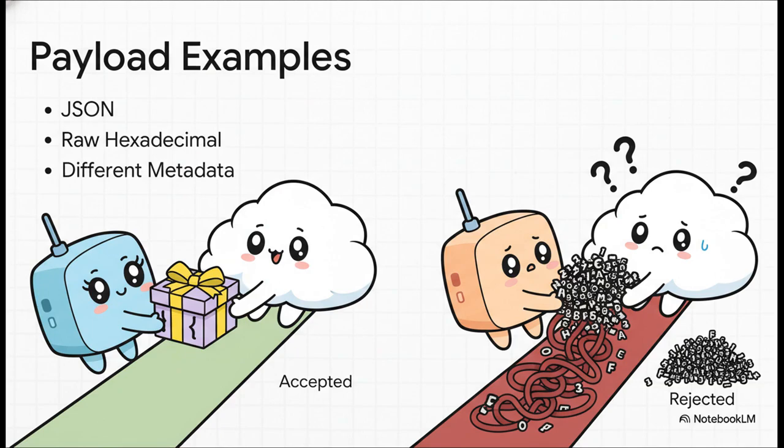And if that payload shows up neatly organized in a format the platform expects, like JSON, everything's great. But what if the device sends a raw stream of hexadecimal code? The platform has no idea how to parse that, so rejected. It's all just data, but without a shared structure, it's basically just noise.